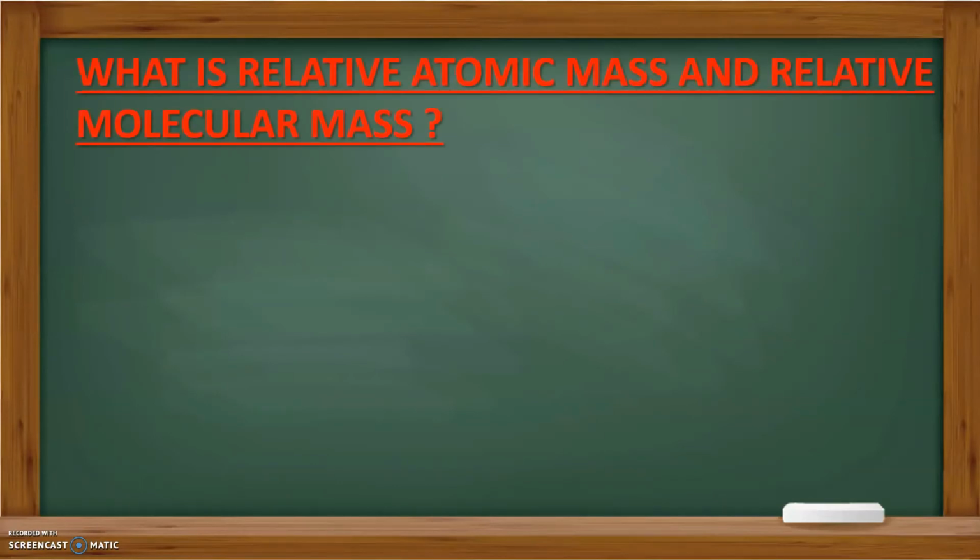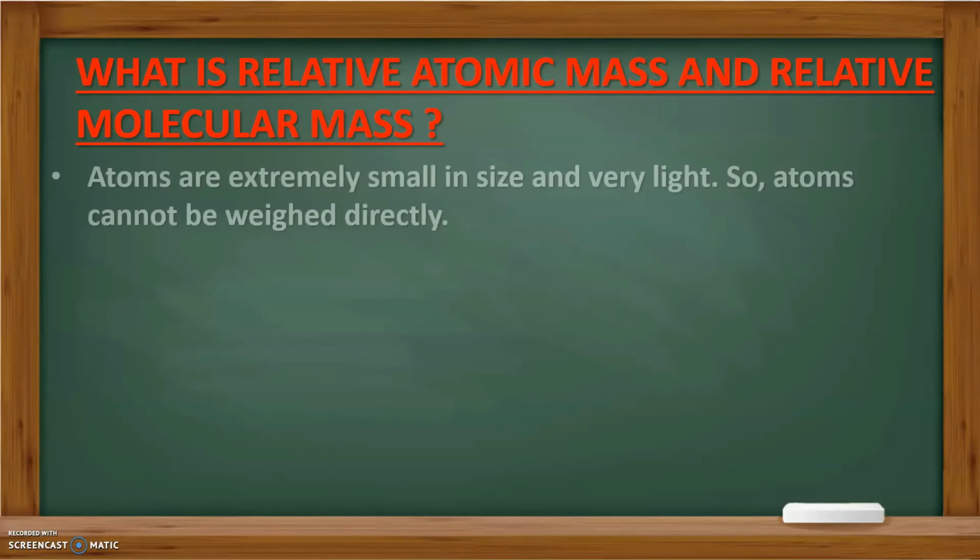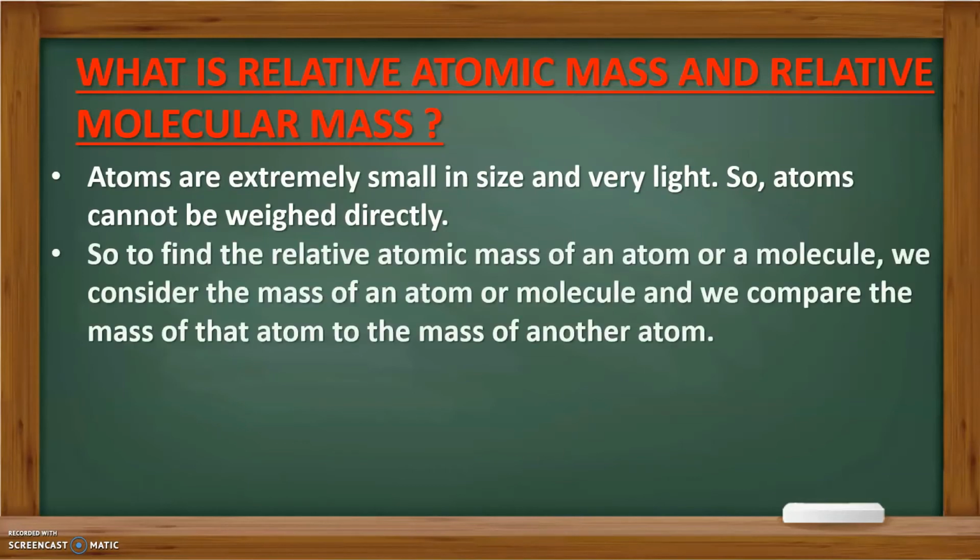Now let's understand what relative atomic mass and relative molecular mass are. As we all know, atoms are extremely small in size and very light. So to get to know the atomic weight, we cannot weigh them directly. To find the relative atomic mass, that is the atomic weight of an atom, or the relative molecular mass, that is the molecular weight of the molecule, we consider the mass of an atom or molecule and compare it to the mass of another atom or molecule.